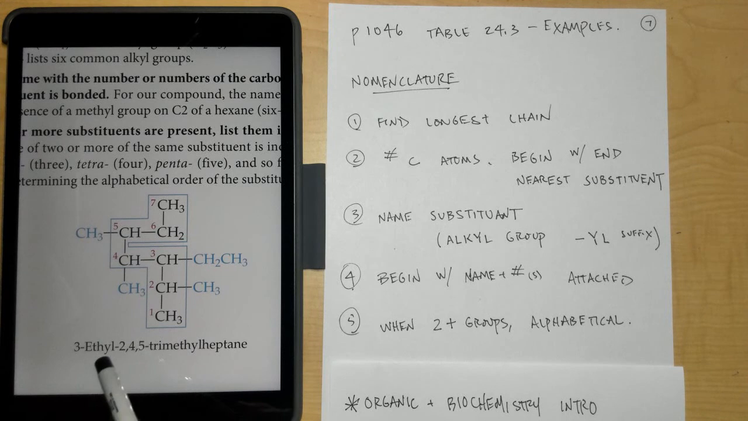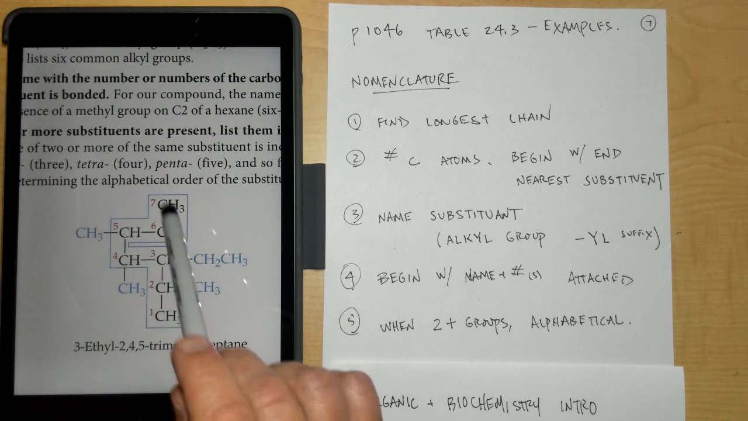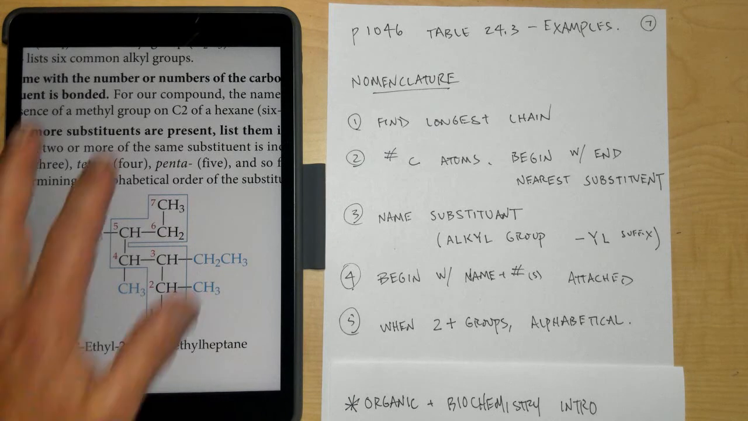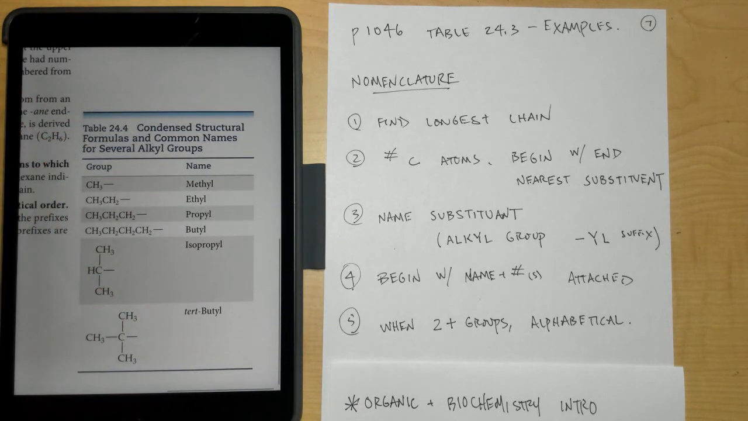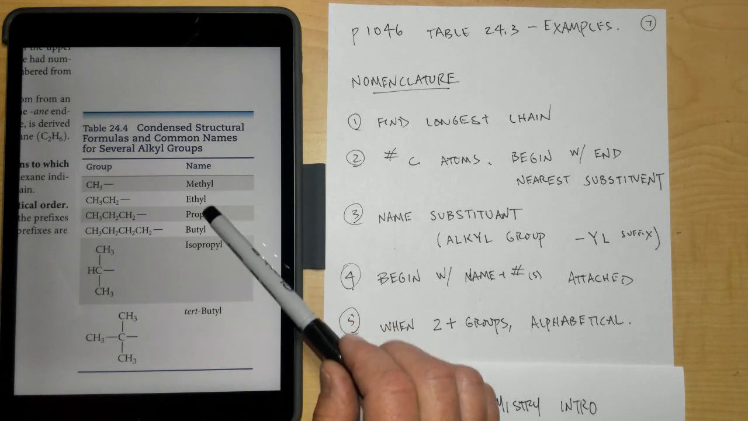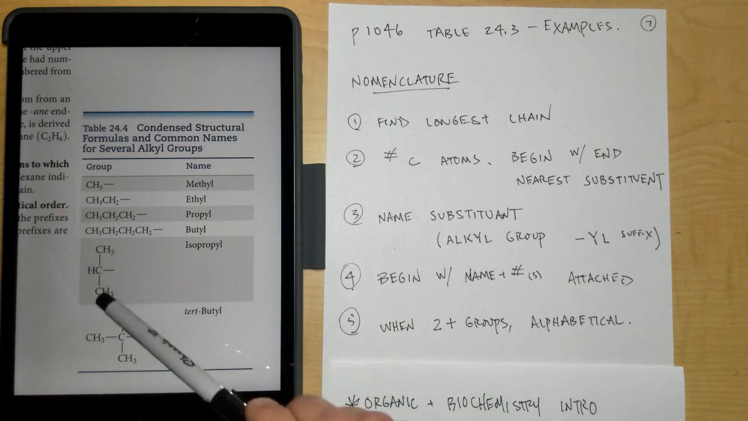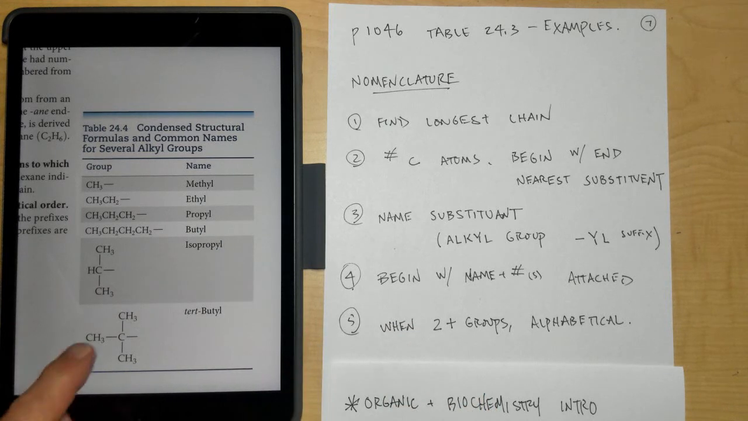And so this one, alphabetically, we've called 3-ethyl, because off of the third carbon comes an ethyl group. And then 2,4,5-trimethyl, because there are 3 methyl groups, one off of 2, one off of 4, one off of 5. And then we name the longest chain. And the longest chain of 7, of course, is called heptane. Here are some condensed structural formula common group names. Methyl for one carbon, ethyl, propyl, butyl. This is another one, isopropyl, and this is called tert-butyl as well.